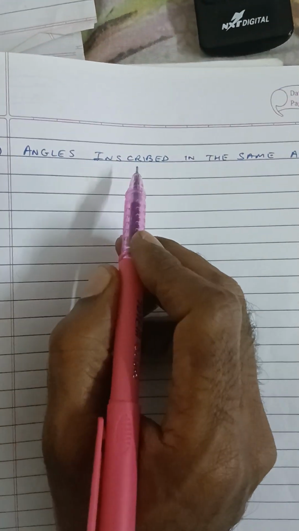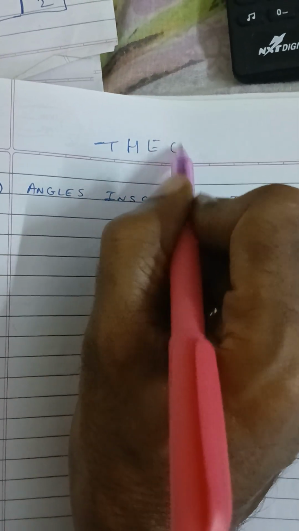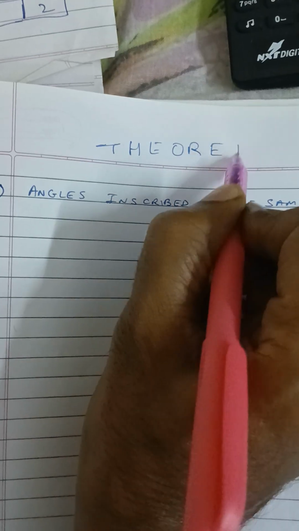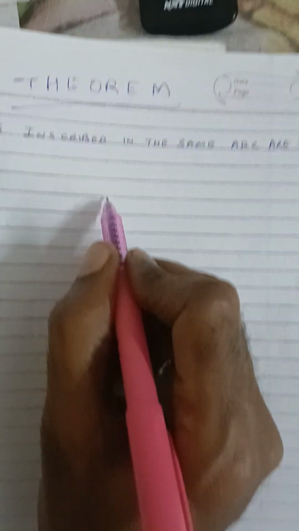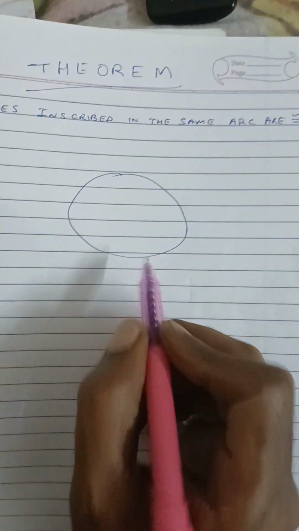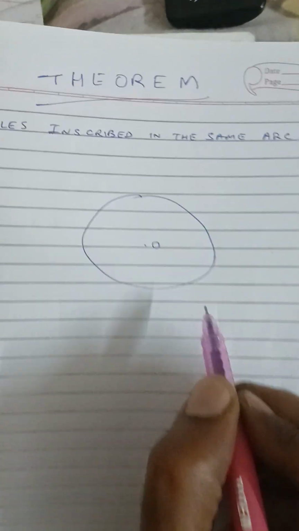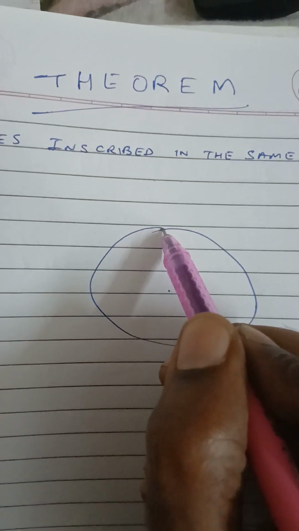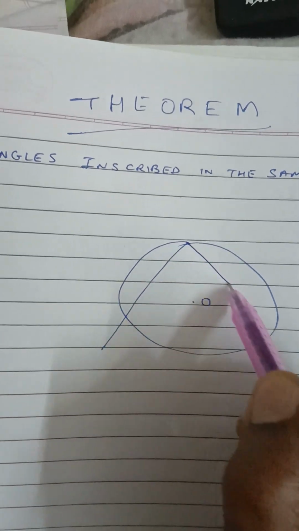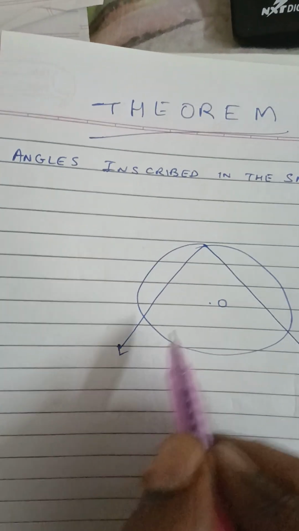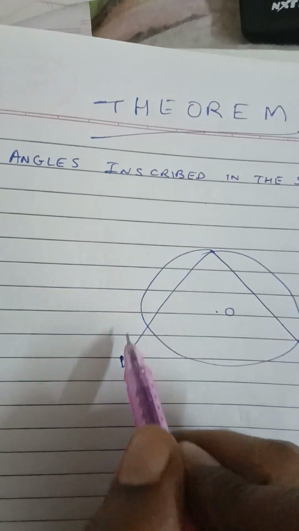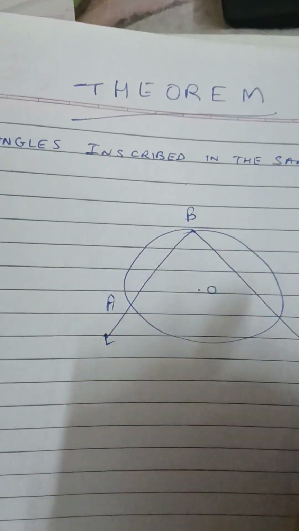Today we are going to study a theorem: angles inscribed in the same arc are congruent. Here we have a circle with center O. Here I have drawn an inscribed angle. I name it as A, B, C.